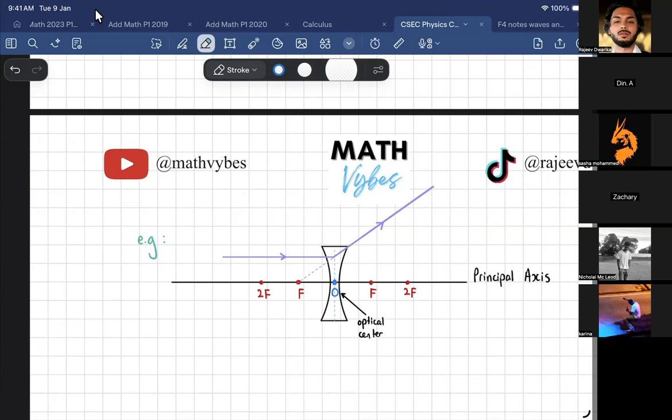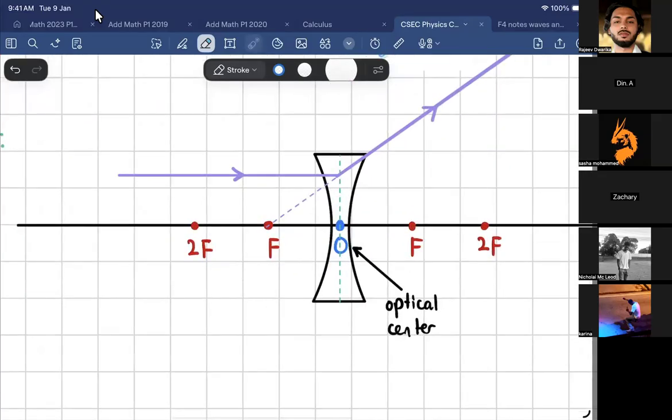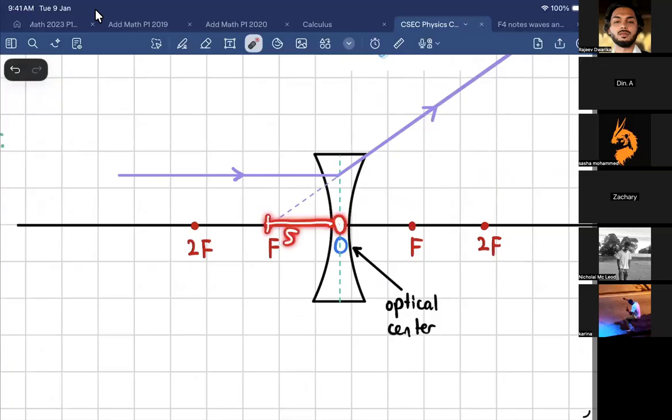I was wondering at what distance do you know you're supposed to draw the focal points on the axis? They would tell you in any question. So they would tell you that the lens has a focal length. They might say the lens has a focal length of 5 centimeters. So from your optical center, you go 5 centimeters, and that will be your focal point. And 2f just means 2 times the focal length, so that'll be like 10.